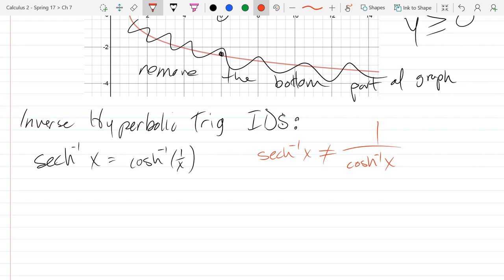So it is true that secant and cosine are reciprocals, but they're not inverses. They are reciprocals, but not on their outputs. They're reciprocals on their inputs. And that's a little strange. So that's what you see on the left. The input is getting reciprocated, not the output, which is what would be on the right. So you're going to reciprocate the inputs, not outputs.